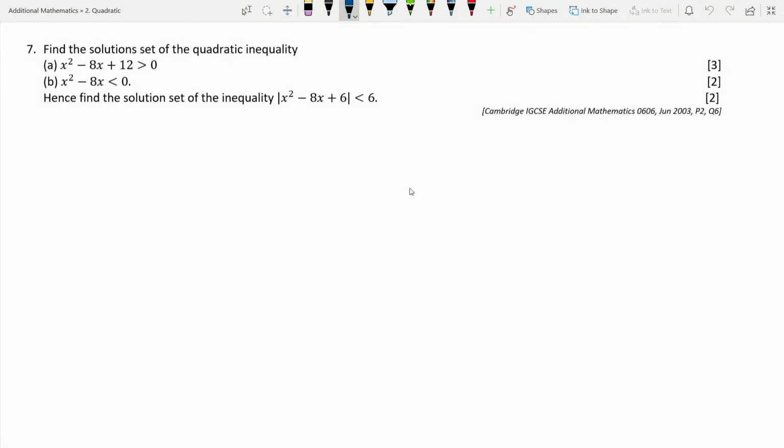Question 7. This question is taken from Cambridge IGCSE Additional Mathematics, June 2003, Paper 2, Question 6. Find the solution set of the quadratic inequality. A. x squared minus 8x plus 12 is greater than 0.